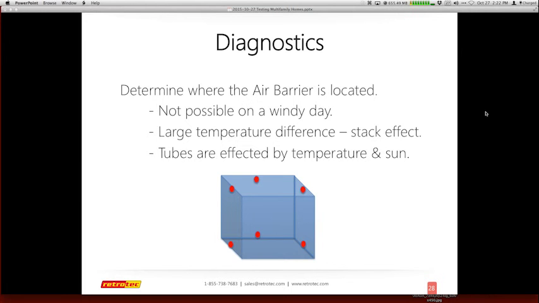Some of these things cannot be completed if you're going to do this on a really windy day. You may have a large temperature difference or a huge stack effect happening, so you've got to make sure you're aware of that. And tubes are affected by temperature and the sun. If you have tubing going all the way down the stairwell and a whole bunch of it sits outside in the sun, these things are going to impact your readings. Then next thing you know, the sun has shifted as you're there for the whole day, and you wonder why your pressure has shifted, because your tubing also has an issue.